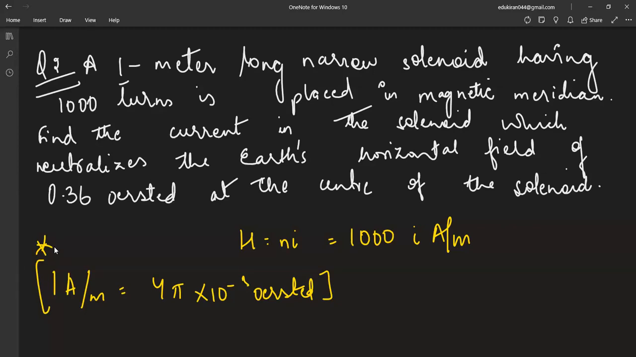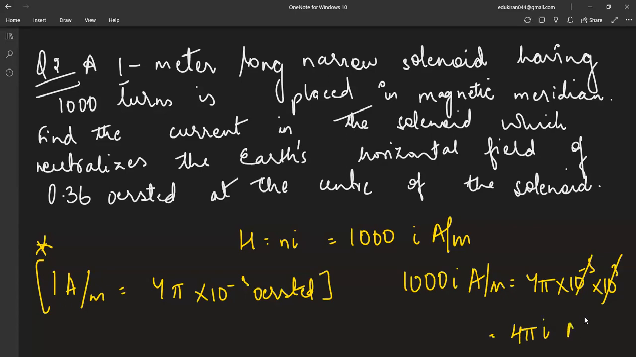All right, so if 1000 is there, this is 1000 I. 1 ampere is 4 pi into 10 to the power minus 3, so for 1000 it will be multiplied, and this 10 to the power minus 3 and 1000 will be cancelled. So this becomes 4 pi I, in oersted. First step. This much is in oersted. Oh, sorry, not in amperes per meter.